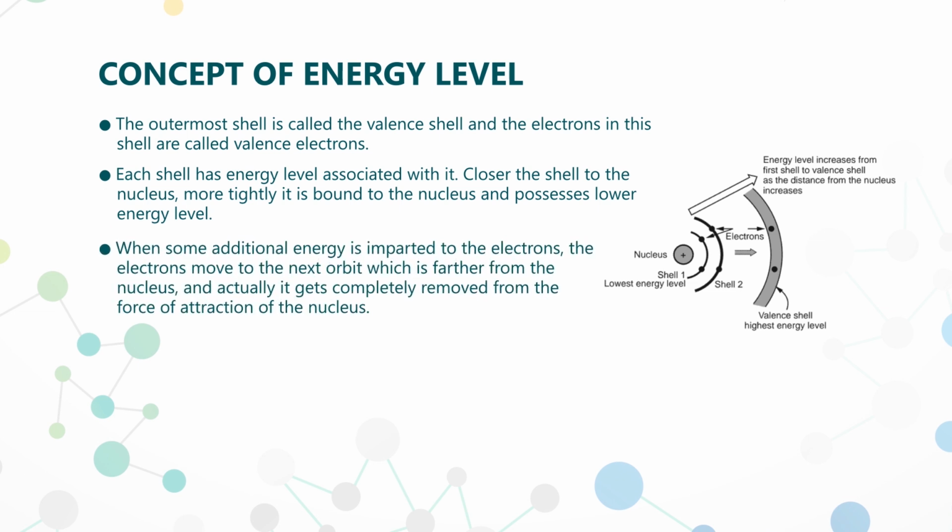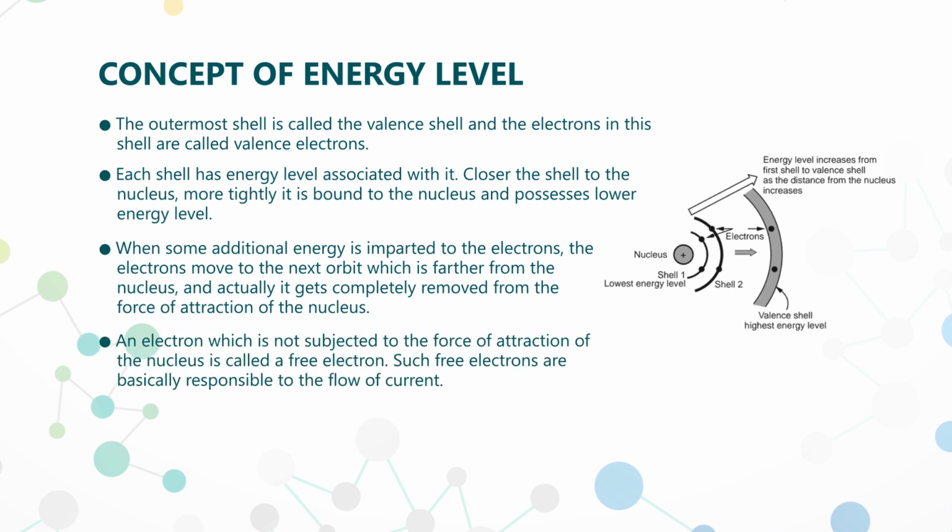When some additional energy is imparted, the electron moves to the next orbit, which is further from the nucleus, and it can actually get completely removed from the force of attraction of the nucleus. It becomes completely free of the nucleus's force of attraction when additional energy is provided, and it completely leaves that atom.